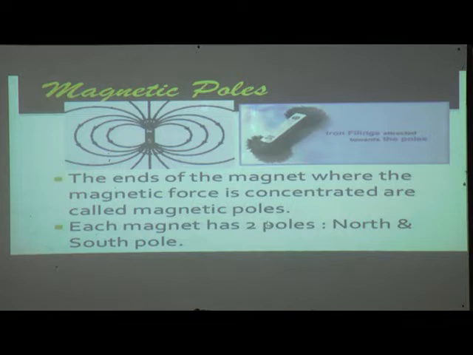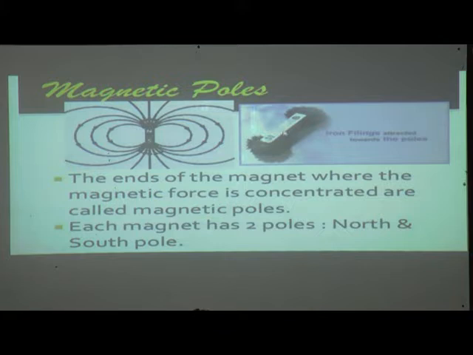What does concentrated mean? See this picture. In this first picture, these lines or circles are showing the magnetic field of this magnet at the center. You can see this is a magnet, with a north pole and a south pole. Suppose we dip this magnet into magnetic material, such as iron filings, and pick it up. What will we see in this picture? Iron filings are attracted towards the poles.